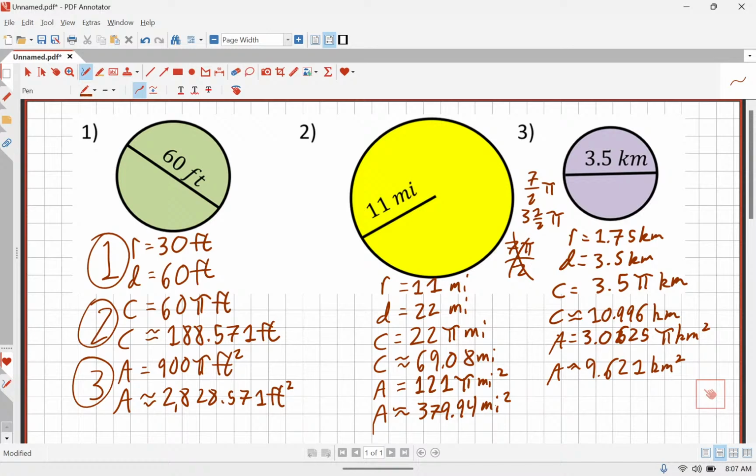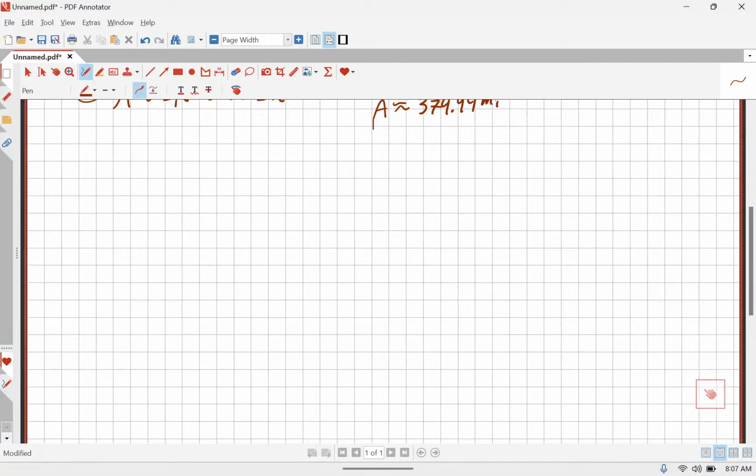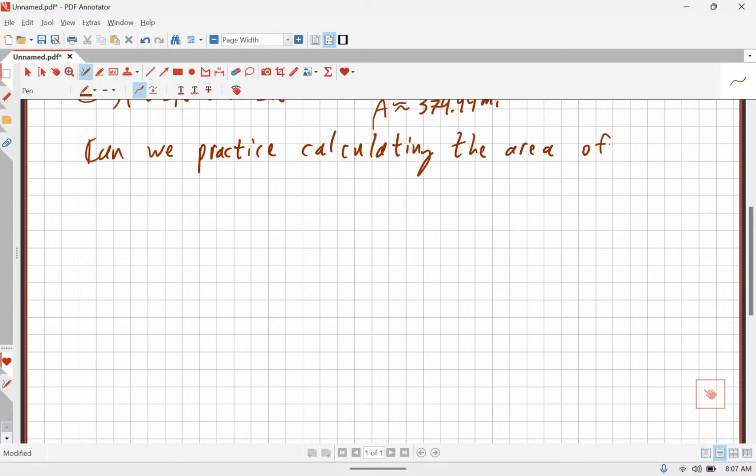Anyway, what's our first essential question? And I'd love to get that from Elizabeth. Can we practice calculating the area of a circle given its radius or diameter?